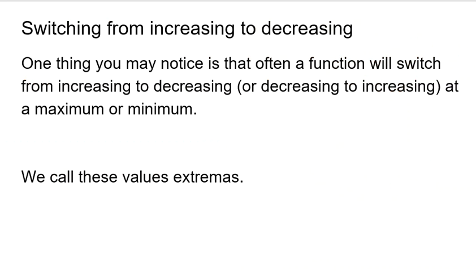All right, now one thing you may notice is that when graphs make a switch from increasing to decreasing, it oftentimes, not always, but oftentimes happens at maxes or mins, maximums or minimums, which you should be familiar with from the graph. So we call these maxes or mins extremas, right? Extremas. These are values that are extreme, right? Extremely high, extremely low, max, mins.